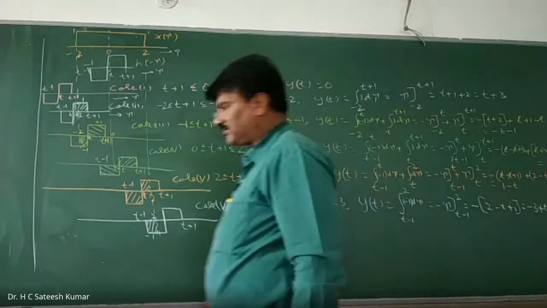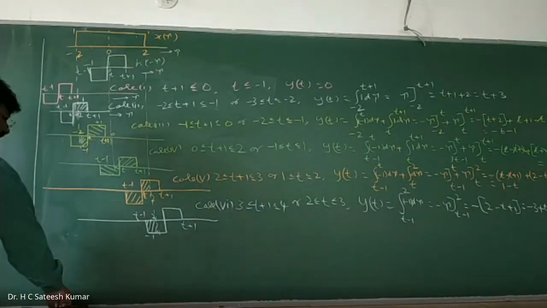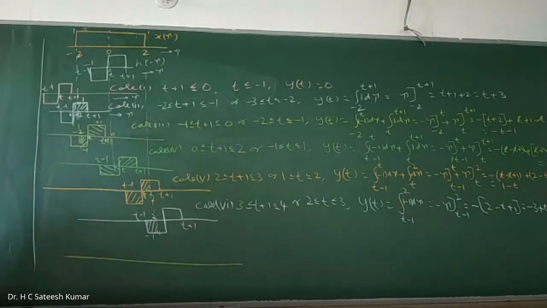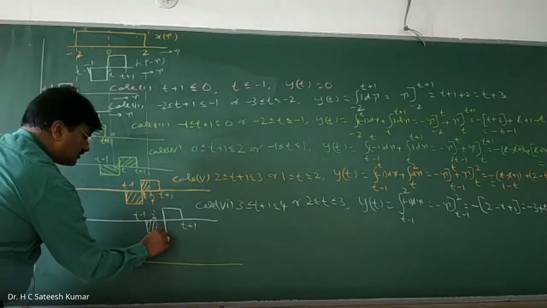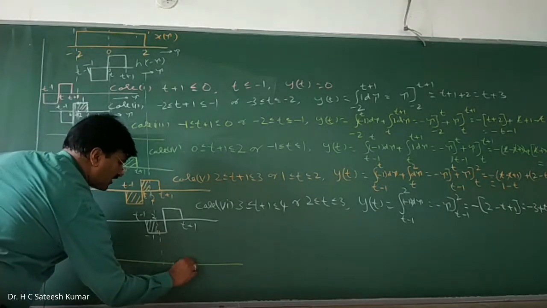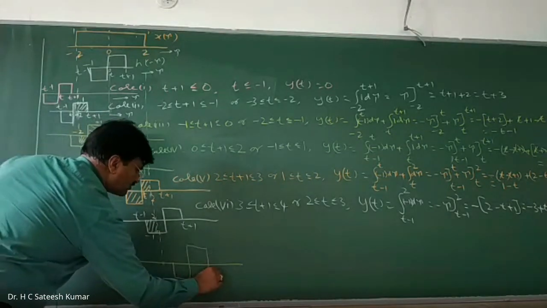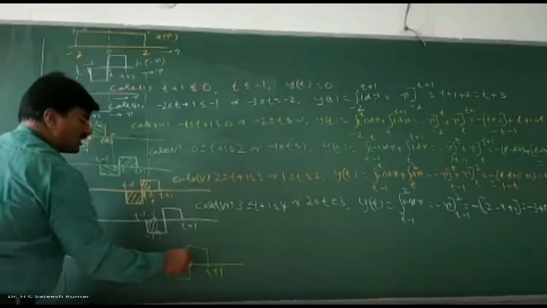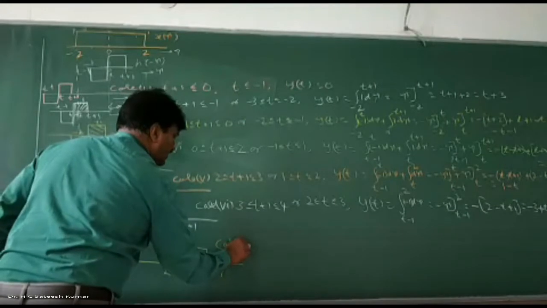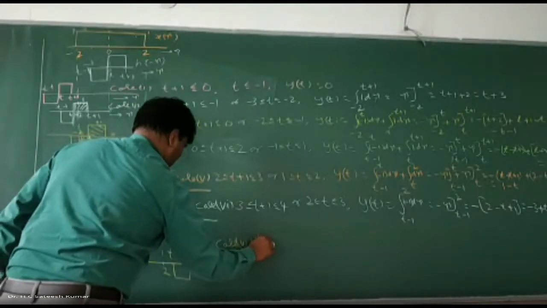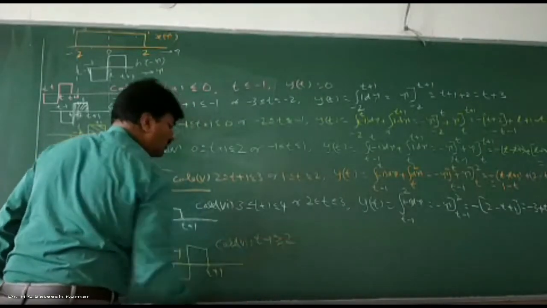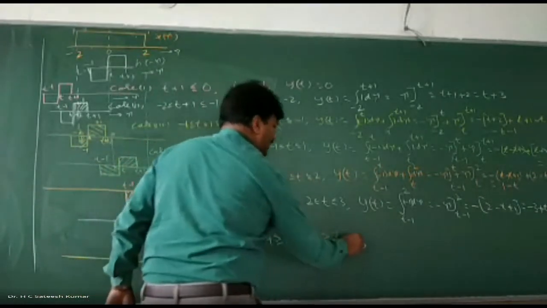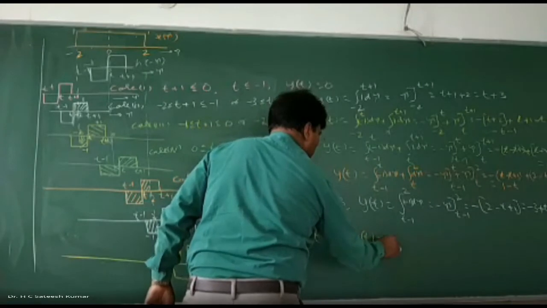The last case we have, it has moved out of the range. So this is t plus 1, this is t minus 1 and this is 2. Case number 7. T minus 1 greater than or equal to 2, or t greater than or equal to 3, y of t is equal to 0. Okay, right.